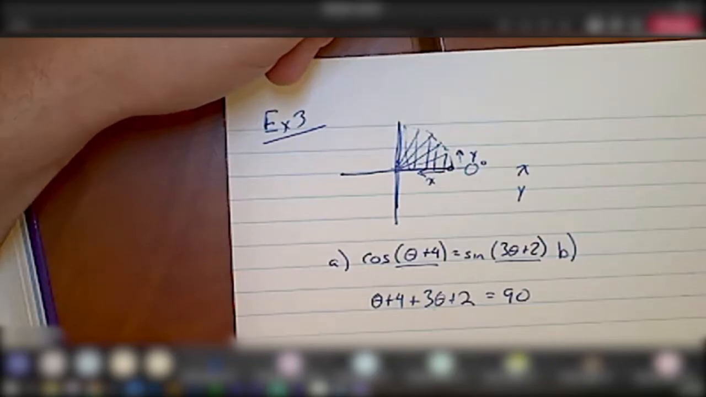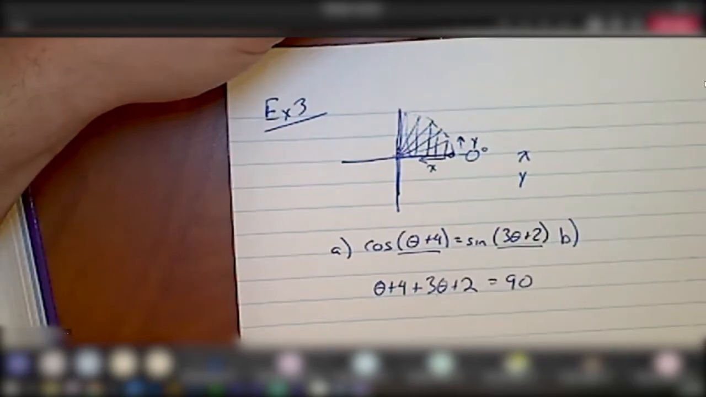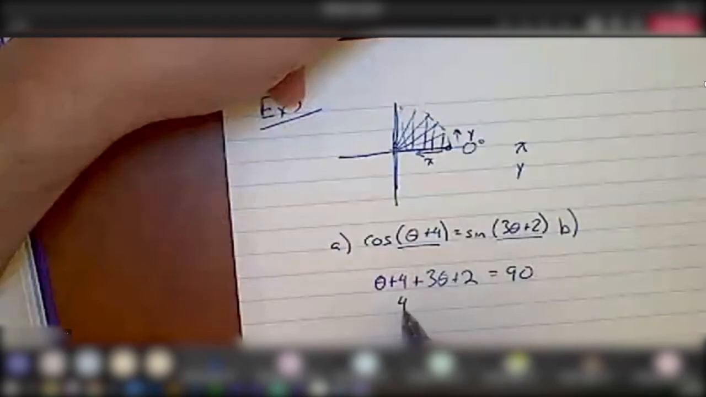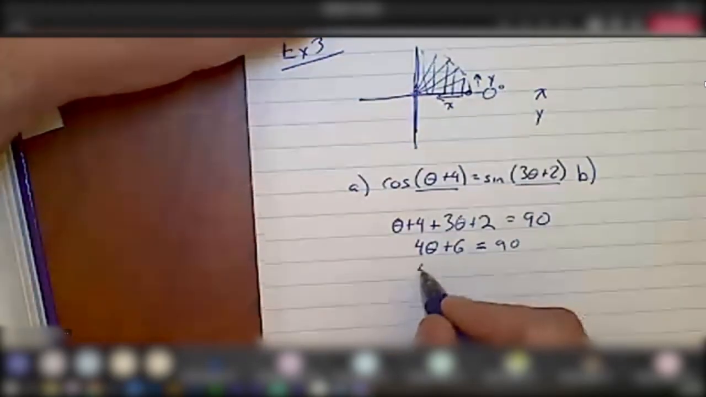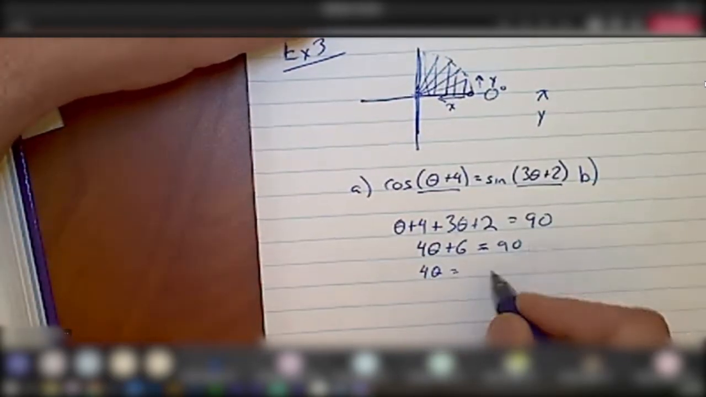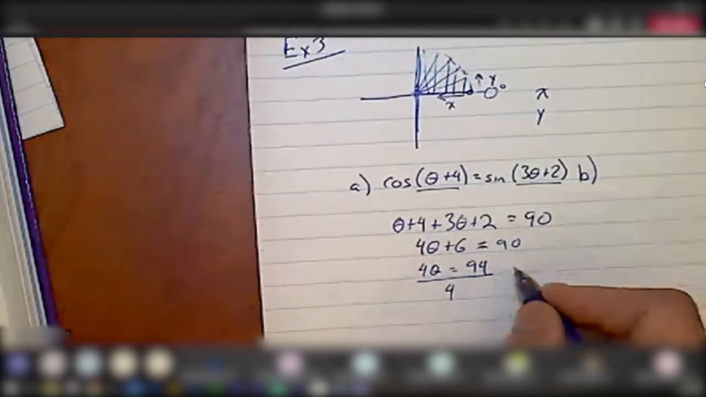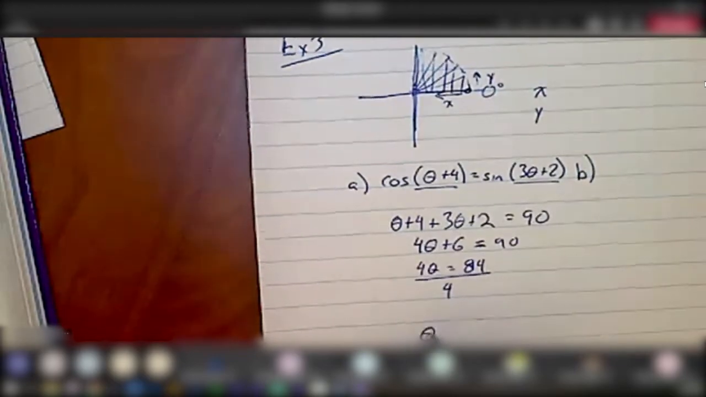Does that make sense? Yes. Good. And now it just turns into an algebra 1 problem. 1 theta plus 3 more theta gives you 4 theta, plus 6 equals 90. So 4 theta equals, subtract that over, you get 84. Divide by 4, and you get theta equals 21.